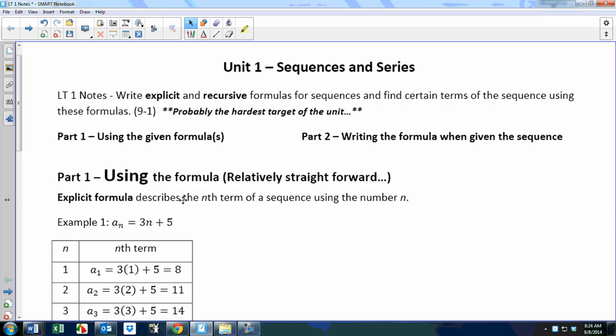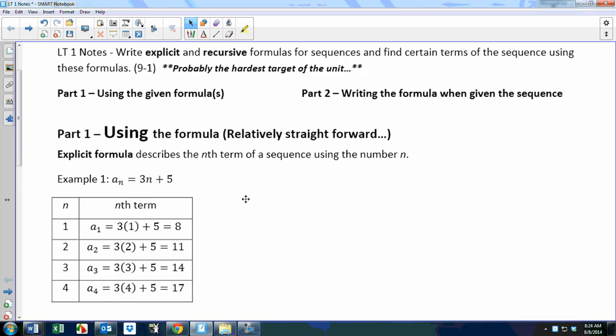Part 1, explicit. Let's see if we can get this highlighter to work. All right, explicit formula. What it looks like is the example 1 there: a with a little subscript n equals 3n plus 5. And that little n just represents, is it the first term? Is it the second term? The third, the fourth? And then you can look at this table and kind of see that.